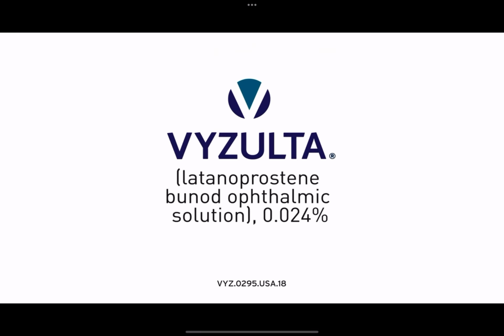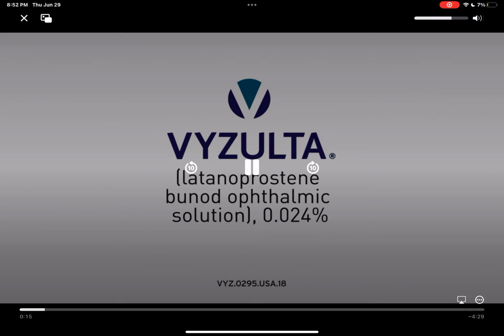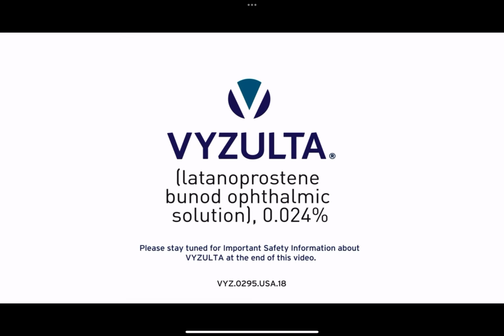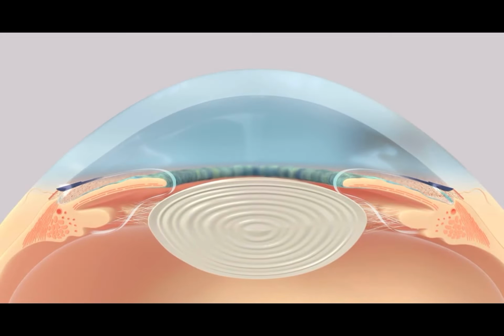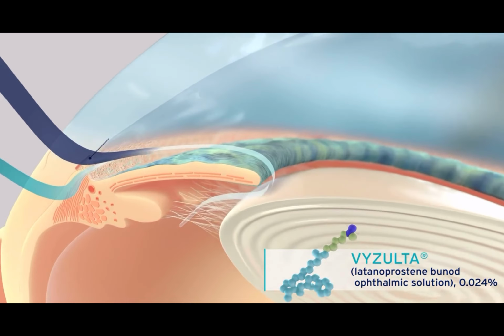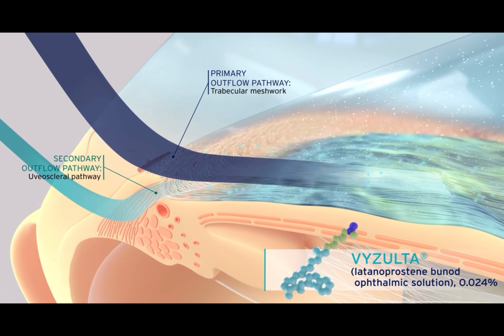Vyzulta, latanoprostene bunod ophthalmic solution, 0.024%, is indicated for the reduction of intraocular pressure, IOP, in patients with open-angle glaucoma or ocular hypertension. Please stay tuned for important safety information about Vyzulta at the end of this video. Dual-action Vyzulta reduces IOP by targeting the two pathways of outflow resistance.